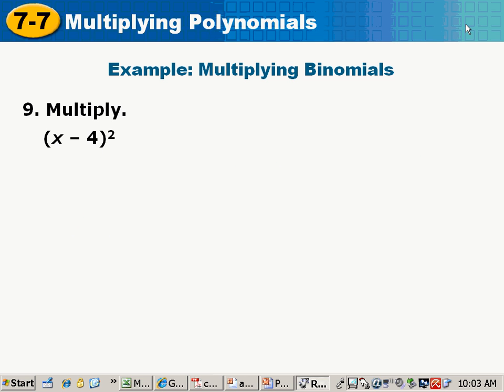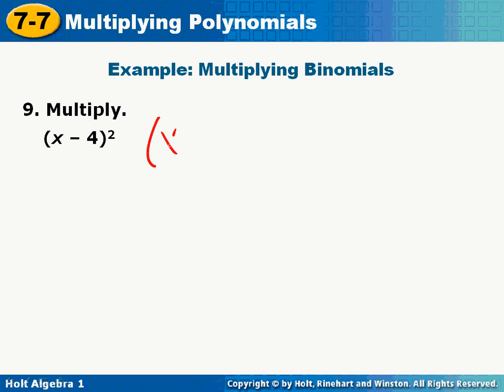Okay, so now we have x minus 4 squared. Well, what does that mean? How many x minus 4s do I have? 2 of them. So I have x minus 4 times x minus 4.